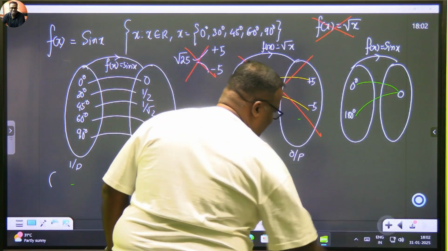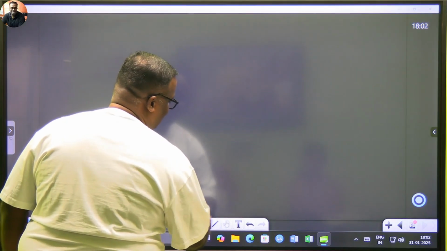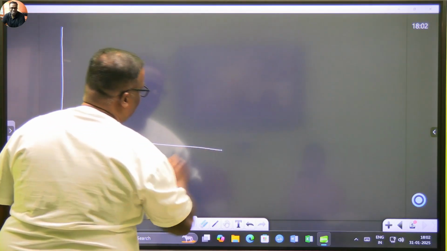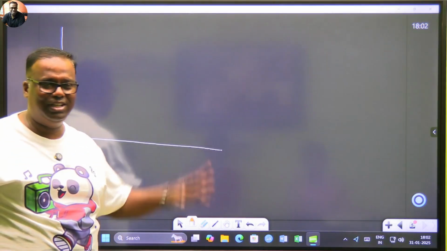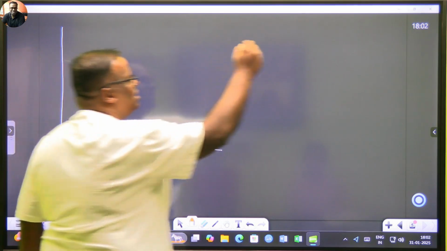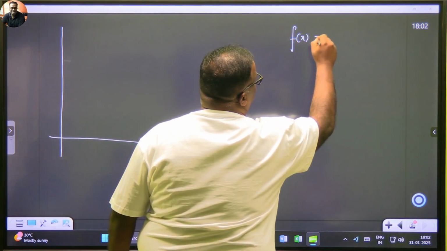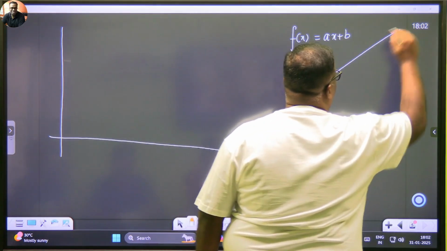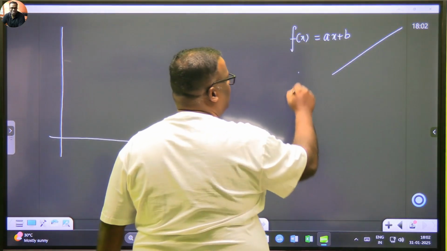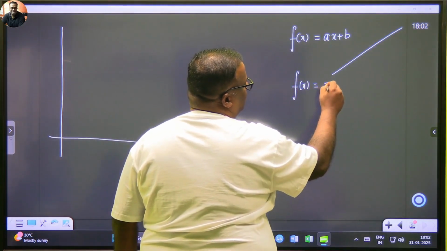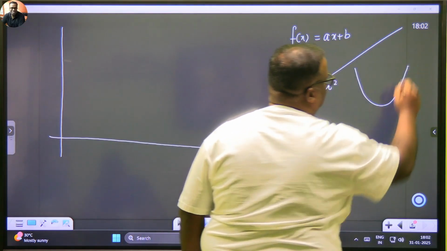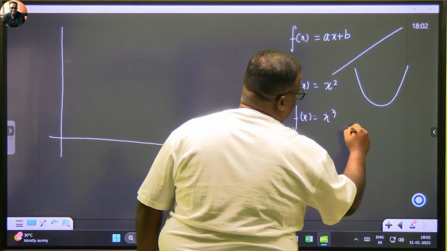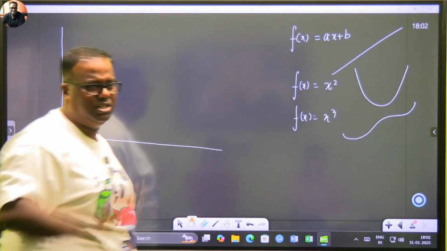Now, how do we think graphically, how do we understand whether a given curve is a function or not? Let's see some common things. Let's take a linear function, say ax plus b. A linear function means its plot will always be a straight line. Do you agree? Let's take f of x is equal to x square; an x square function will be something like a parabola. If you take f of x is equal to x cube, it will be something like a cubic. तीन बार घूमेगा. That's for basic understanding.